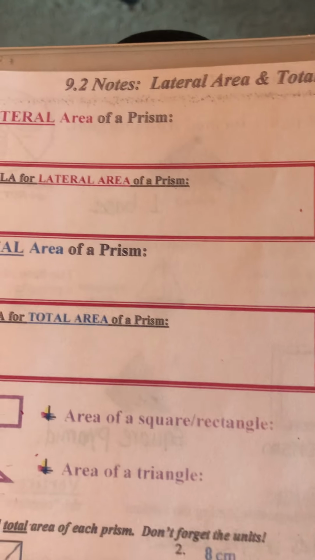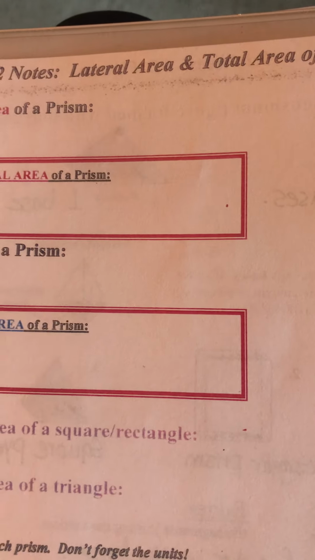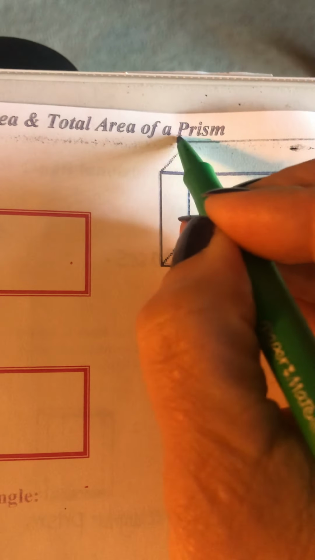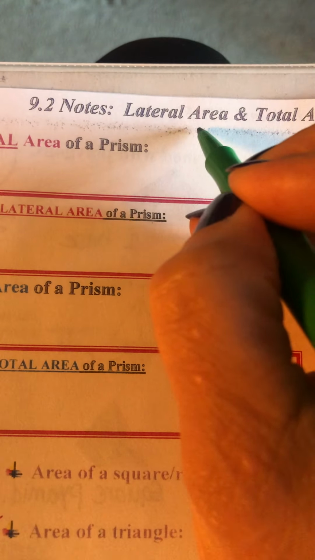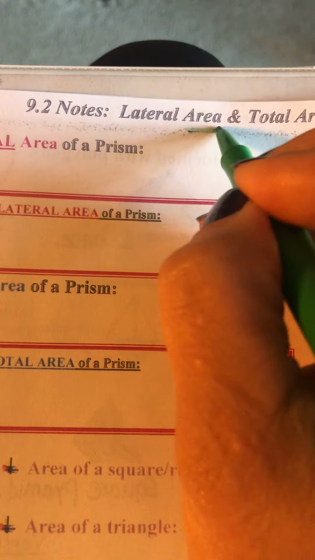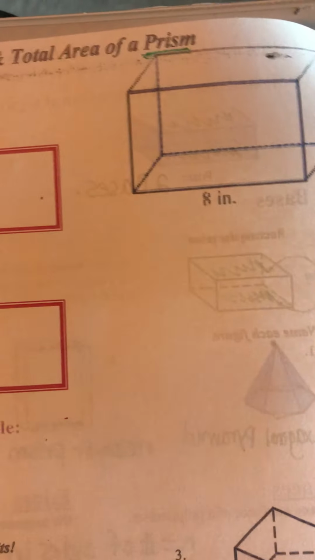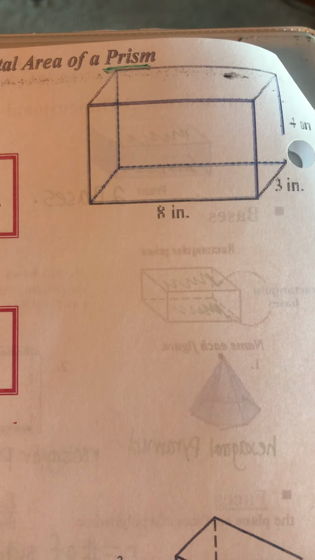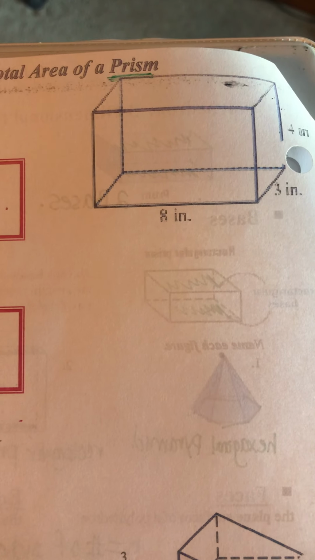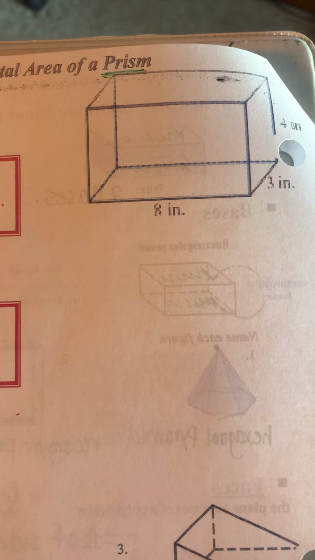We're going to talk about section 9.2, which is on the lateral area and the total area just of prisms. So we're going to focus on prisms. And when we talk about the area of a prism, that's always going to be an outside measure. So area of a three-dimensional shape, such as this, is like wrapping paper. It's like if you're wrapping that box up in wrapping paper, how much would you need?